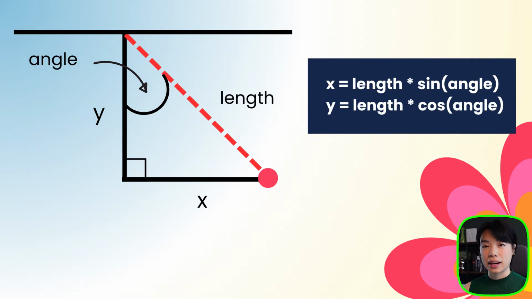The angle that we're looking at here is relative to the vertical axis, where x is now the opposite side and y is the adjacent side, which is opposite to what we usually do, where the angle is relative to the x-axis. And that's why x now equals length times sine of angle and y equals length times cosine of angle.